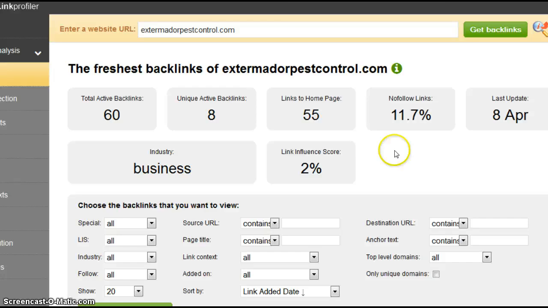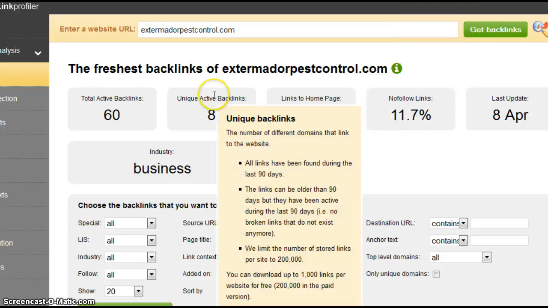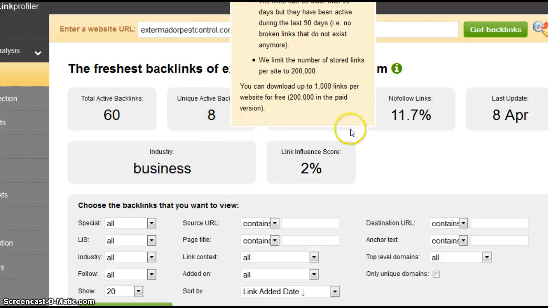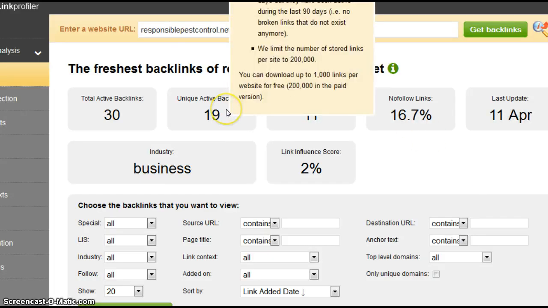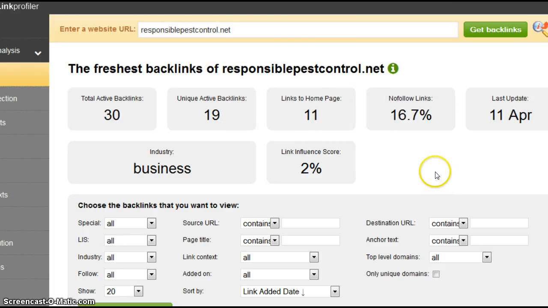Now, this site right here actually does a backlink count. And the number we want to look at is unique active. So it's telling me you have 8 unique active backlinks, okay? Let's go look at Responsible. They have 19. Okay, so a few more than you. But again, there's good news here. We can add backlinks to your site, okay? We probably can get away with adding like 5 to 8 of them, and I'll tell you why.